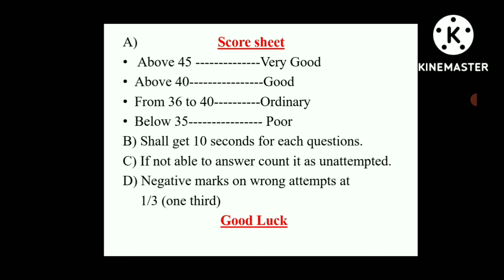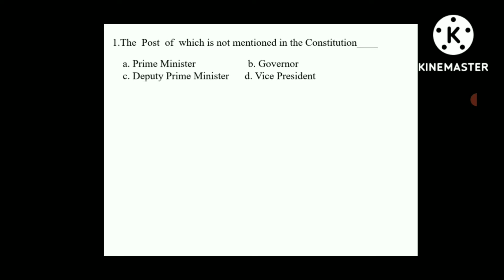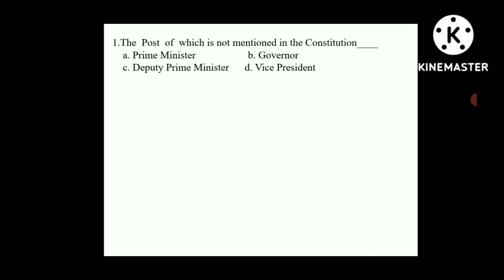Score sheet, as you can see: if it is above 45 it's very good, if it's above 40 it's good, from 36 to 40 it's ordinary, and below 35 it is very poor and you need to make good progress. You shall get at least 10 seconds for each question, and if you are not able to answer, count it as unattempted, and for every wrong answer you will get 1/3 marks deducted. So good luck and start.